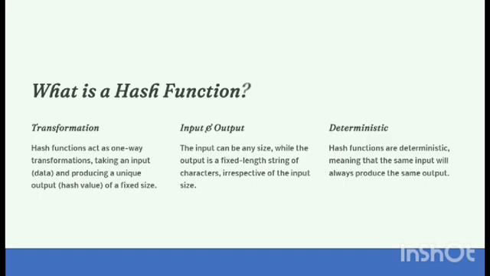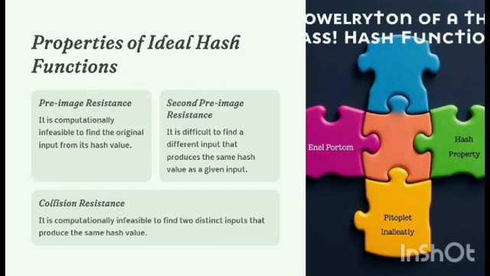Let me enter into the properties. Basically it has three ideal hash function properties. One is pre-image resistance, the second is second pre-image resistance, and the third is collision resistance. Pre-image resistance means it is computationally infeasible to find the original input from its hash value. So the original exact input couldn't be found from your hash value. The second one is that it is very difficult to find a different input that produces the same hash value.